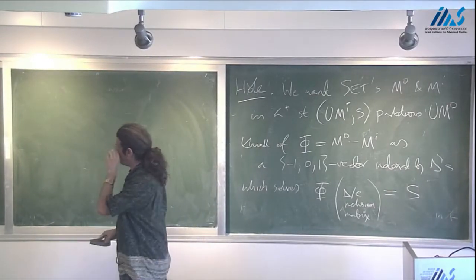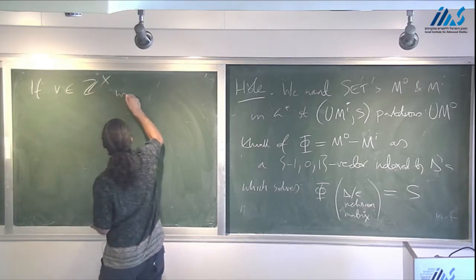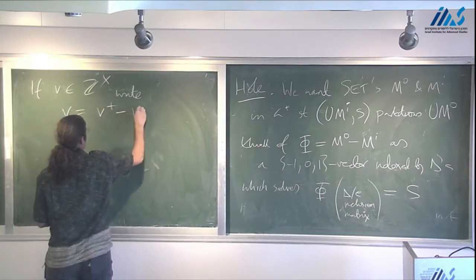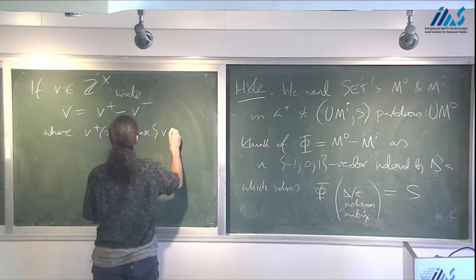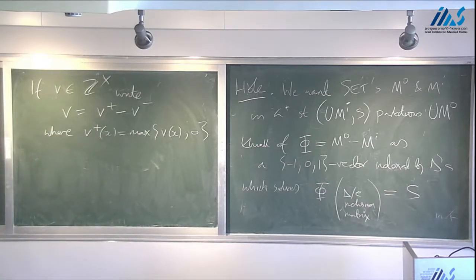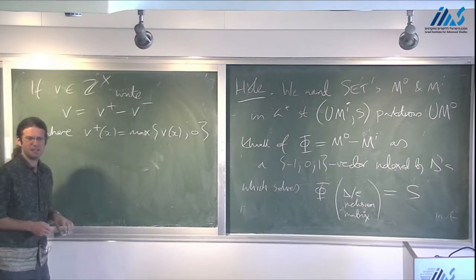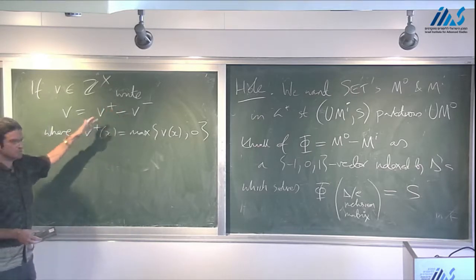So while I'm talking about this notation, let me think about what else I need. I'm going to be writing, so if V is in Z to the X, we write V is V plus minus V minus, where V plus of X is the maximum of Vx and 0. That's okay. I think I specified it. Right now it's the definition, but when you said what sort of int sets, you didn't say just multiset of standard elements. Exactly. Yeah. So I take this interpretation. Is it clear?